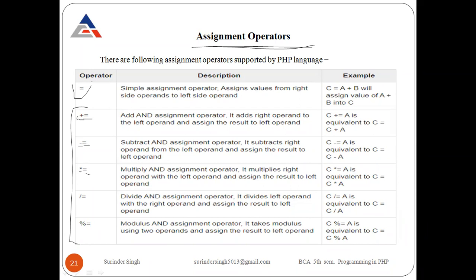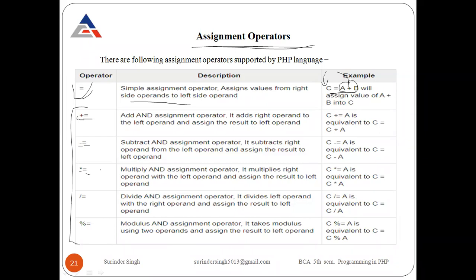And this is a simple assignment operator. It assigns values from the right side operands to the left side operand. Like in this example, a plus b, after evaluating this expression, the result will be stored in C.